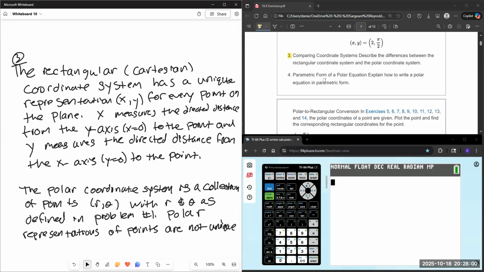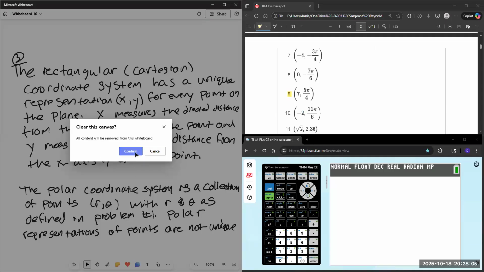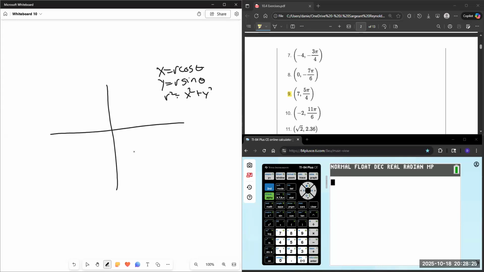Let's go ahead and look at number 9, which asks us to plot this point in the polar system, given this r theta, and then to convert it to rectangular, knowing that x is equal to r cosine of theta, y is equal to r sine theta. You'll also want to know that r squared is equal to x squared plus y squared, and that tangent of theta is equal to y over x. Those are all important conversion factors for you to know.